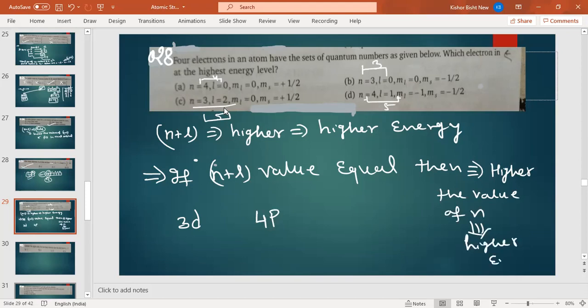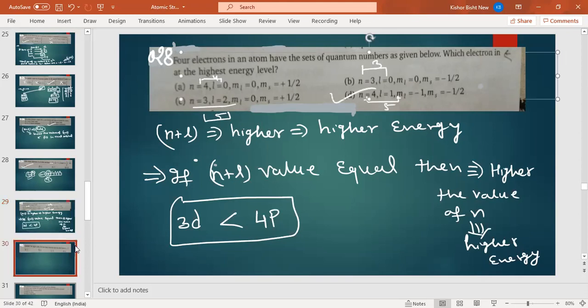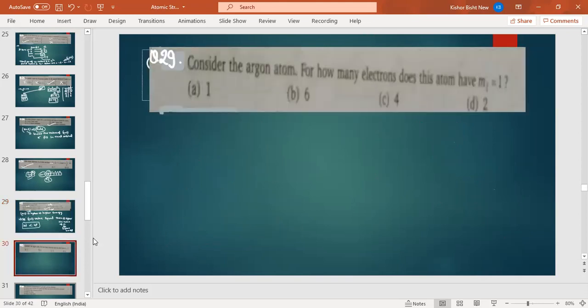Higher energy. Remember, 4p is more than that of 3d. So the answer is option D. Come to the next. Consider the argon atom: for how many electrons in this atom is Ml equal to 1?